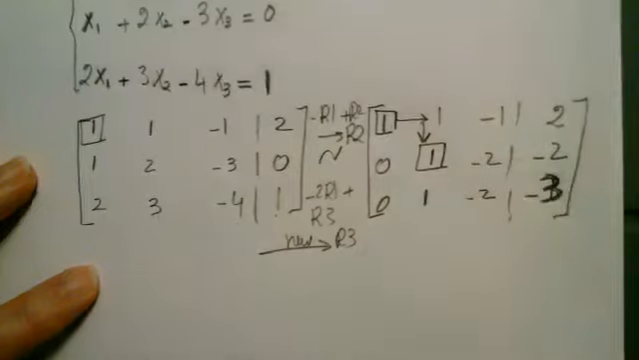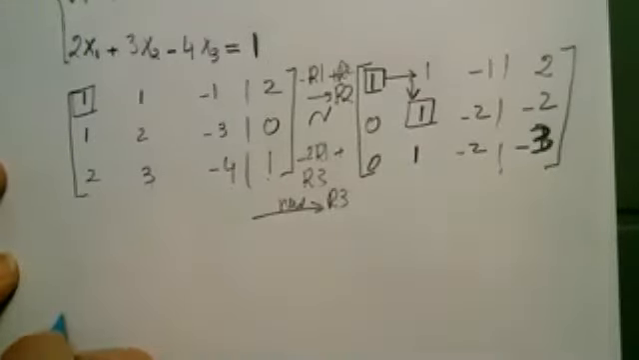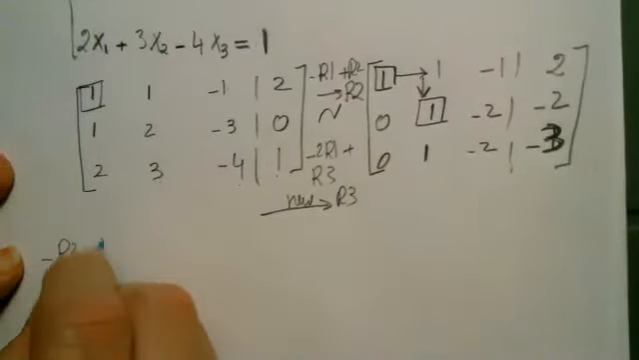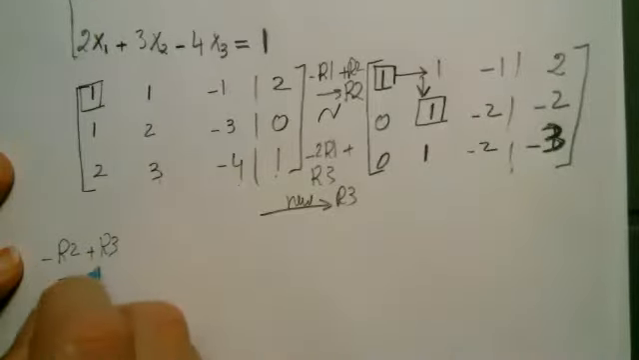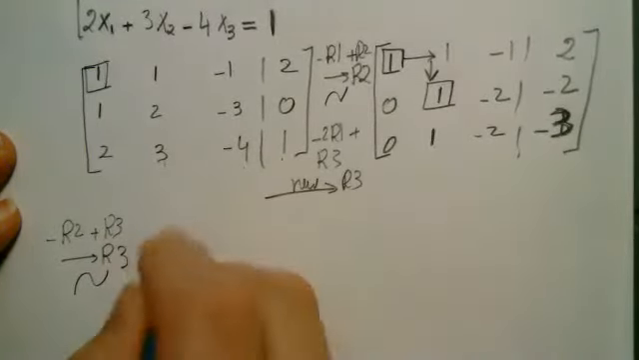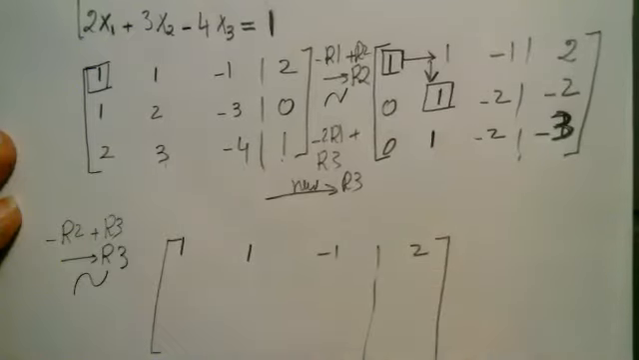And this is the one. Now I use it to create a 0 down here. So what do I need? Minus the second row. I add it to the third. And this will be my new row 3. Please correct me if I make any arithmetic mistakes. That's the only problem I usually have in this course.